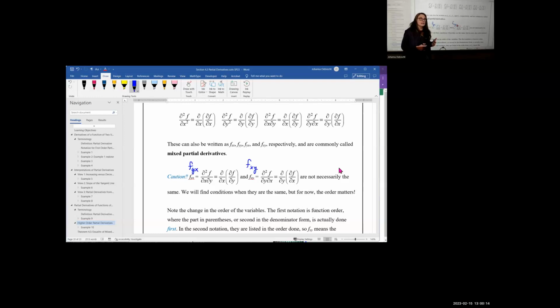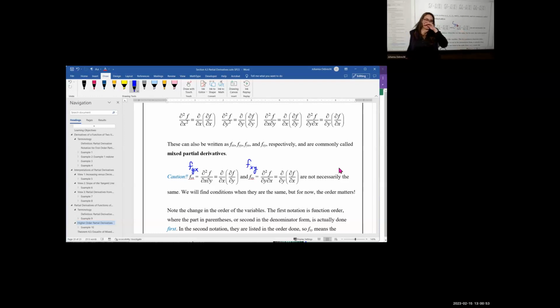Now, you would think that when they did these, they would have chosen the order to do the same thing as the fractional notation, which is in reverse order, right to left, but they did not. These go left to right. So if this says the partial of y, x, then you're actually doing the partial with respect to y first, and then the partial with respect to x second. And if it says the partial with respect to x, y, you do the partial with respect to x first, and then the partial with respect to y second.